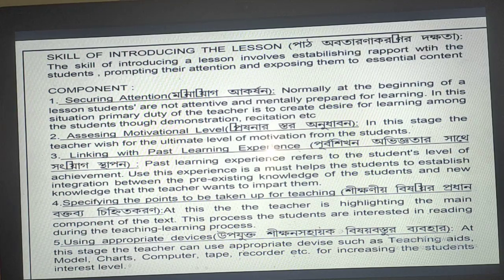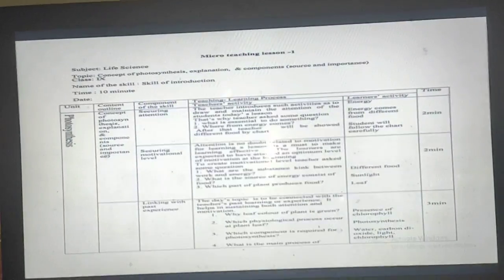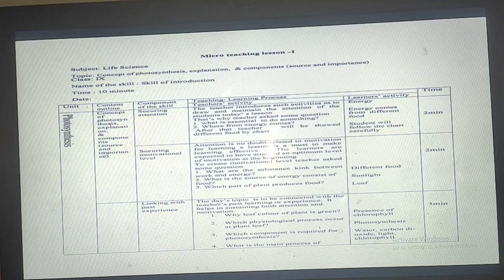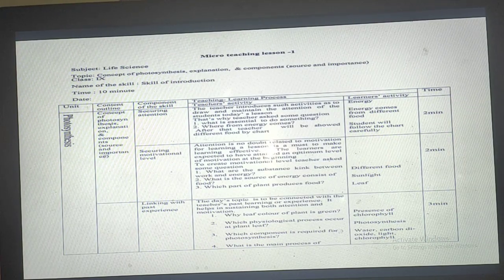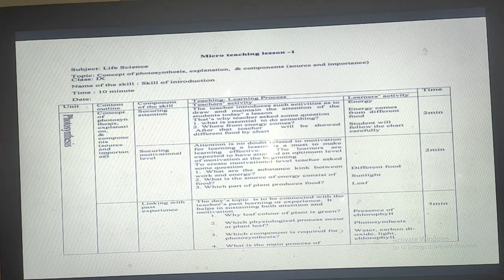There are several types of devices, such as teaching aids, charts, models, computer, tape recorder, etc. Now, I make a micro teaching lesson plan from the skill of introduction.